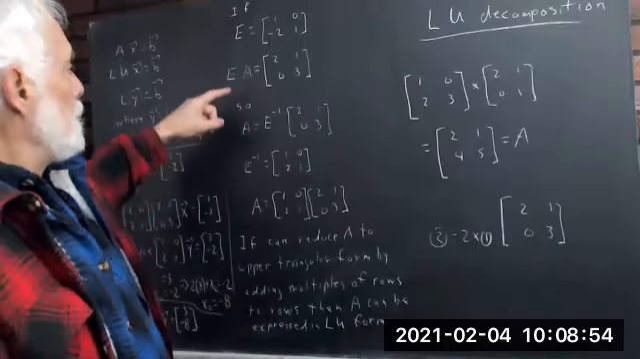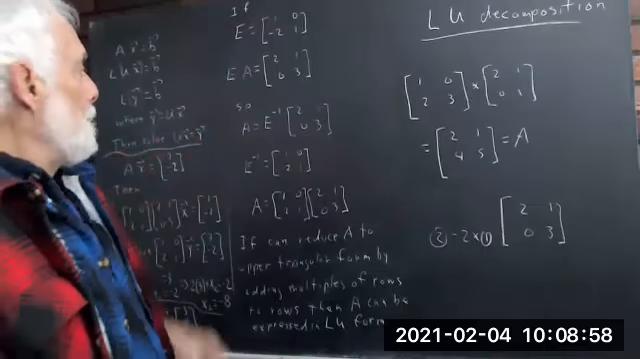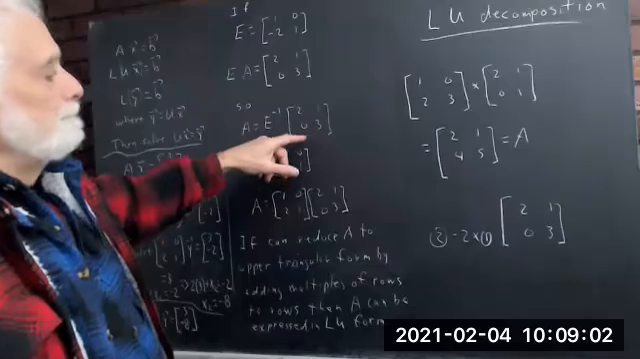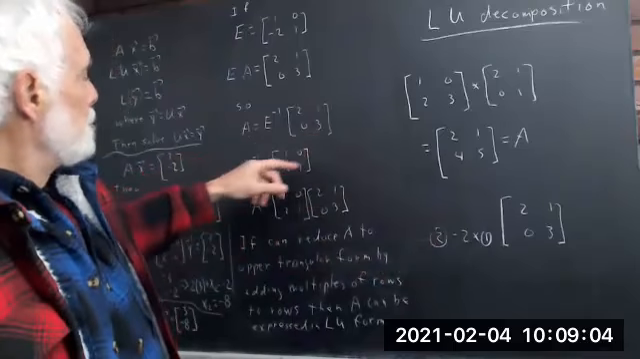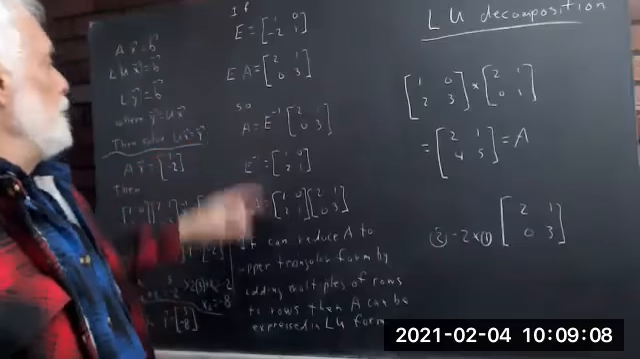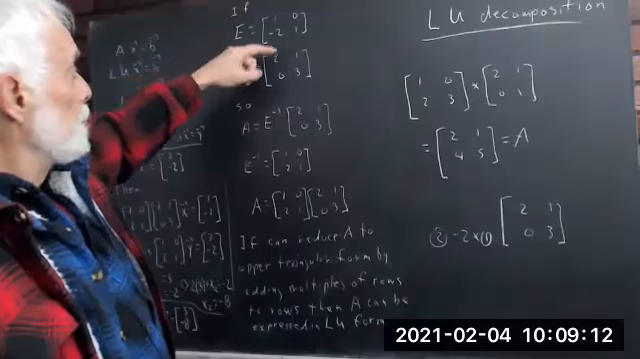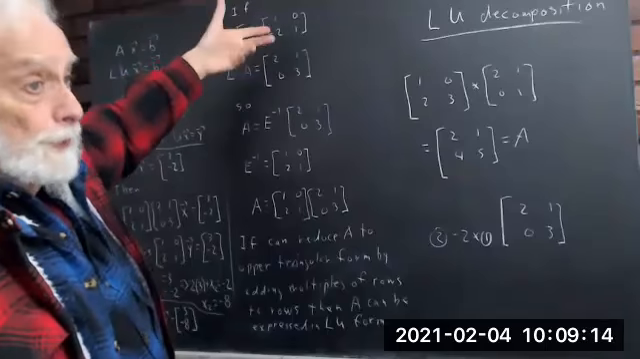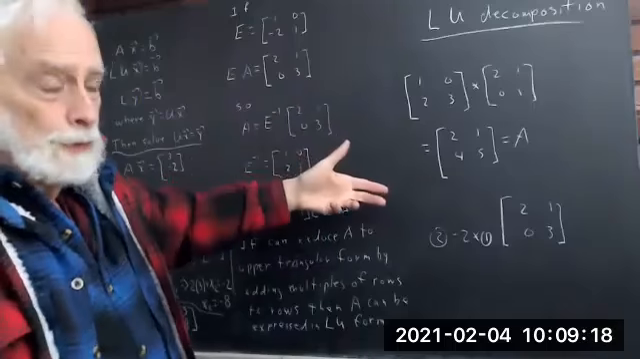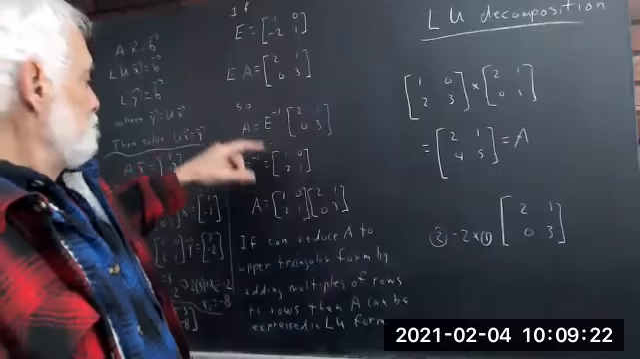It follows then, if EA equals this, then A equals E inverse times the reduced matrix. We just multiply both sides here, in other words, by E inverse. E inverse is the matrix that undoes the elementary matrix. This matrix subtracts 2 times the first row from the second. So the inverse is going to add 2 times the first row to the second, and it's going to be this.